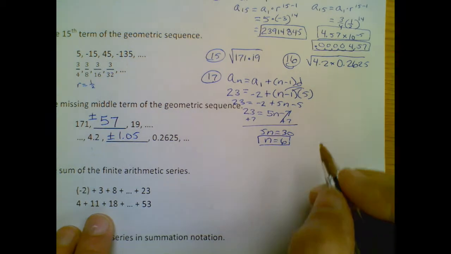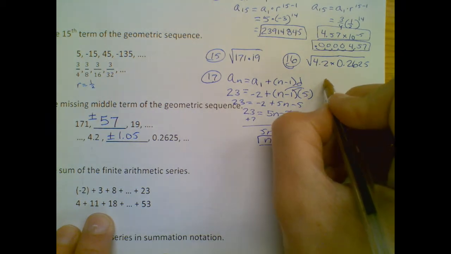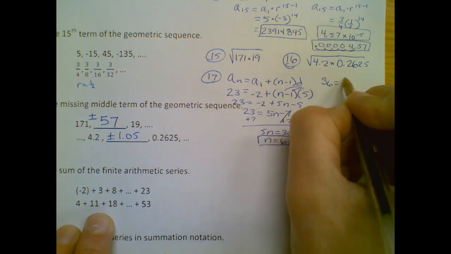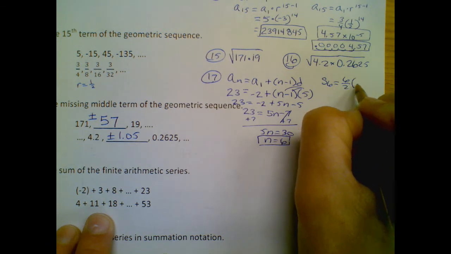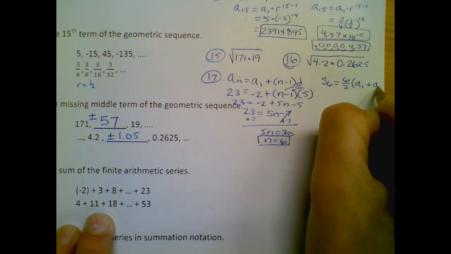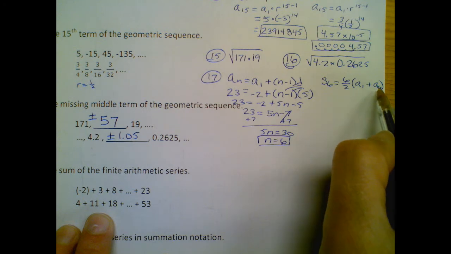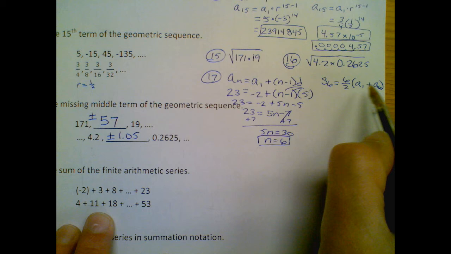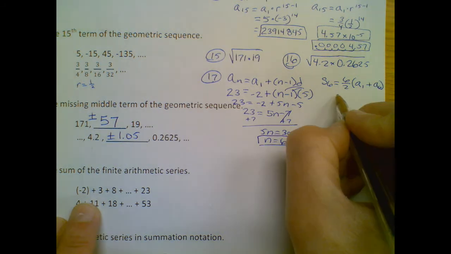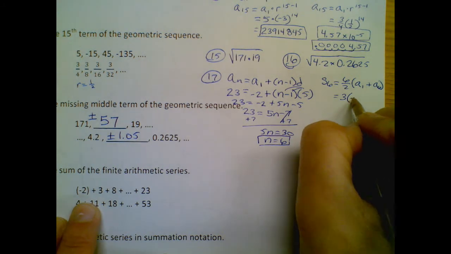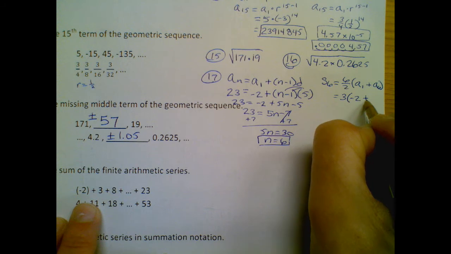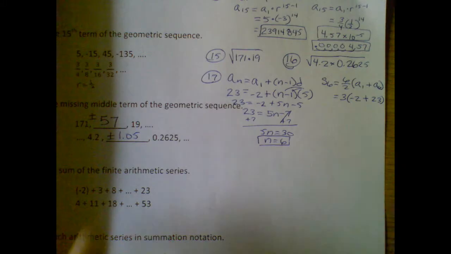So then I want to go to my sum equation, which is S sub 6 equals 6 divided by 2, and then my a sub 1 plus a sub 6. Now this a sub 1 and a sub 6 just means what is my first term and what is my last term. So then I can simplify that. My first term was -2. My last term was 23. So I'm going to simplify that down now.